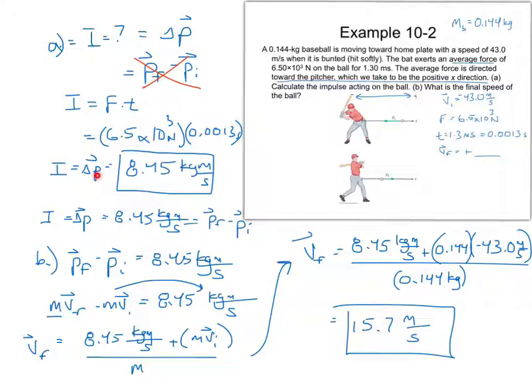Then we said, all right, well, to solve for the final velocity, we need to know the final momentum. And then we could say, all right, the final momentum minus the initial is that change in momentum. Plug in our mv final, mv initial, and solve for our final velocity right there. That's what we just did. We got our 15.7 meters per second. And of course, it makes sense that it should be positive because it's moving outwards in the positive x direction, towards the pitcher or towards the outfield. All right, so that's our little foray into impulse and change in momentum, which are the same thing.